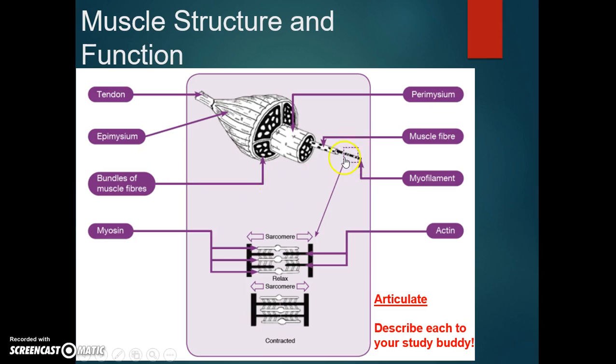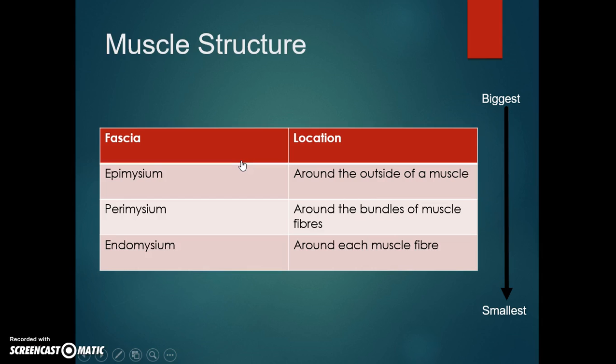A myofilament is a contractile protein. It contains the contractile proteins myosin and actin. You don't need to know too much about these at this stage. However, it's just in your YMCA book. I'm more interested in the structure of the muscle in terms of the endo, the peri, and the epimysium.